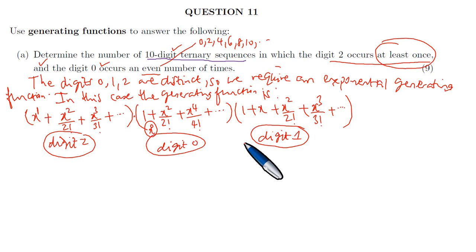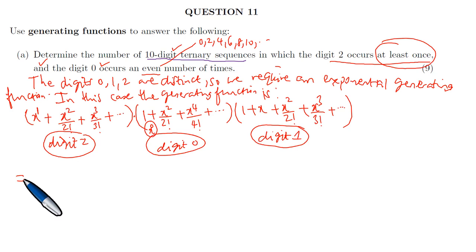Continue. So what does it mean? It means that there are no restrictions on the digit 1, so you take a general exponential generating function. This is an exponential generating function. Let's multiply these things.